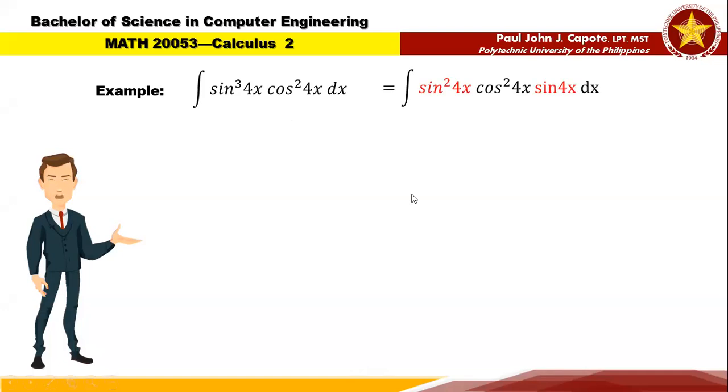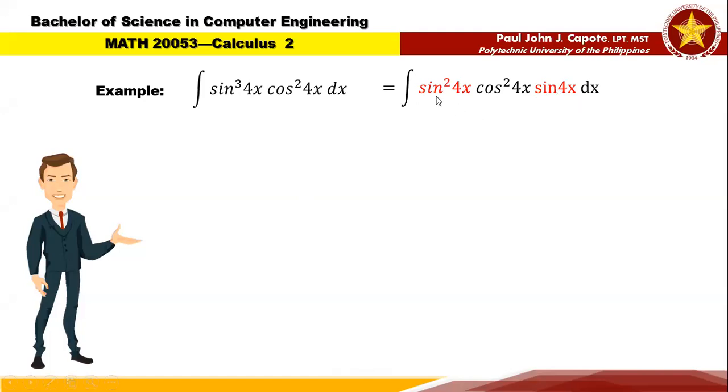And so we have this. Okay, applying case 1, our objective in case 1 is that if the power of sine is an odd integer, then we will translate this sine cube 4x into an expression wherein the one is an even number, even integer, I mean. And so we have the integral of sine square 4x, cosine square 4x, sine 4x, dx.